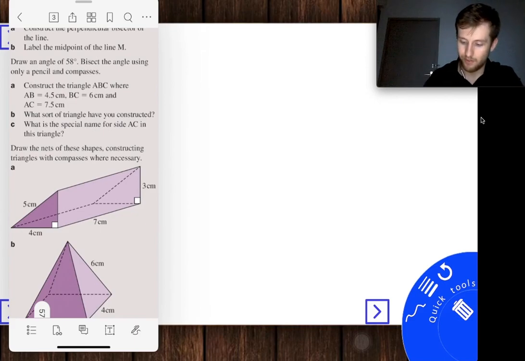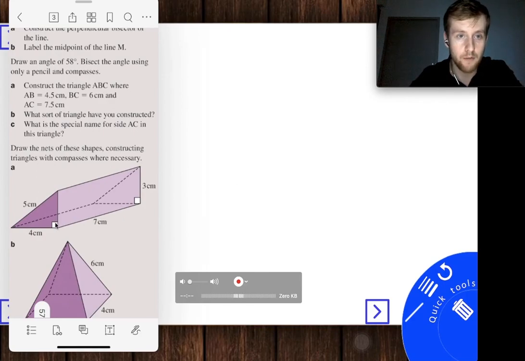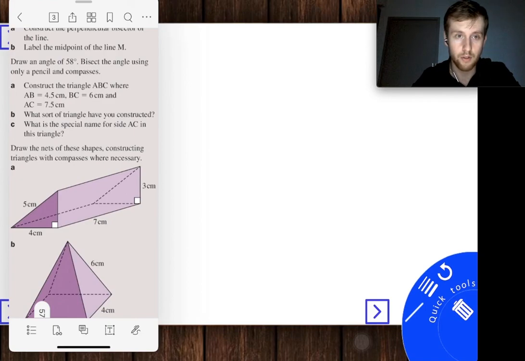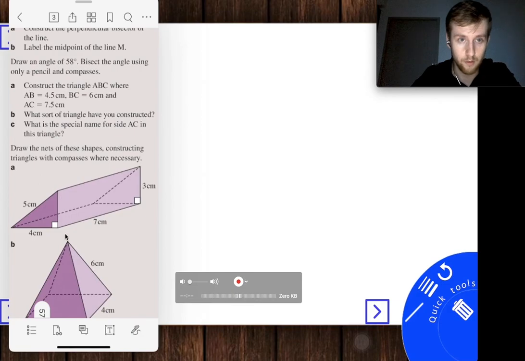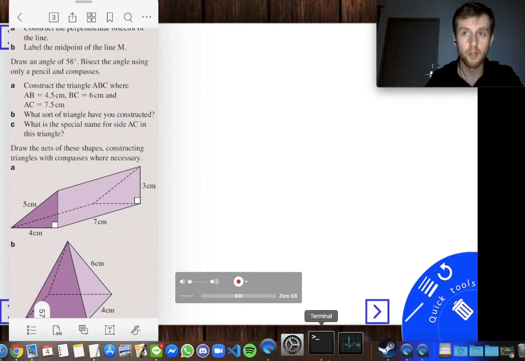Let's try to do this. So what we have here is three rectangles, right? This base is a rectangle, and also this one is a rectangle, and another one. So this is three rectangles. We can draw them already. I'm going to start with this one on the back. I'm going to draw this rectangle. So 7 and 3 centimeters.